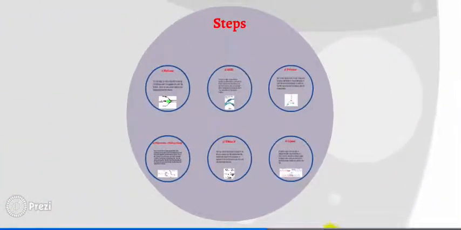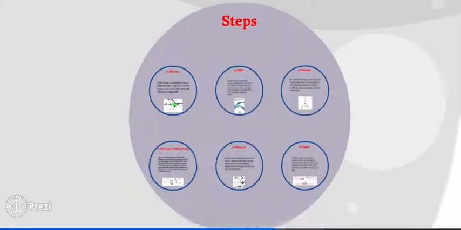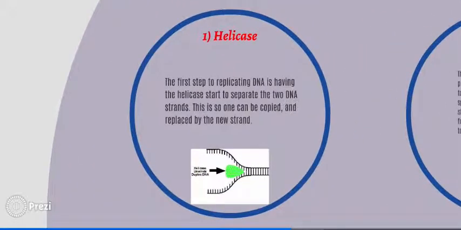There are 6 steps of DNA replication. First off, we have the helicase. The first step to replicating DNA is having the helicase start to separate the 2 DNA strands. This is so one can be copied and replaced by the new strand.